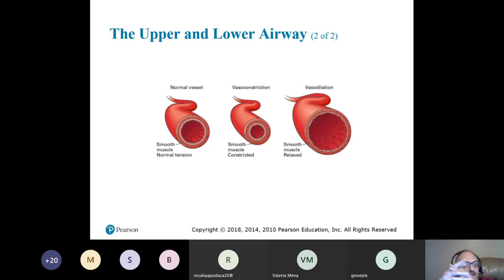So depending on how much air you need, they're either going to get bigger to allow more air to go through, or they're going to get smaller to reduce the amount of air that's needed. So constriction, dilation, and that happens to smooth muscles such as the bronchioles.